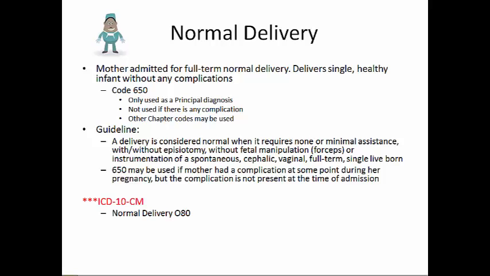Now, additional codes from other chapters may be used if they are not related to and are not complicating the pregnancy at all. The patient had a complication at some point during their pregnancy, but at the time of admission for delivery, that complication no longer exists. 650 may still be used. So the normal delivery code in ICD-10 is O80.